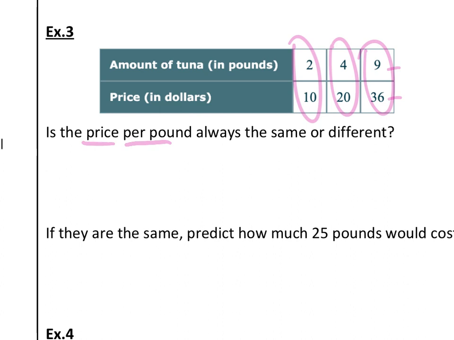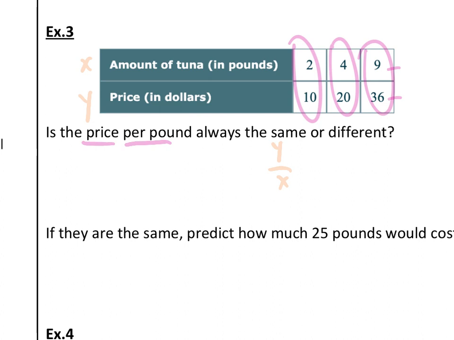So the dependent variable is always going to be the y, right? And so we're going to call this our y variable and this our x. That's really important for you to understand this. And what we're always going to do for our unit rates, we're going to say y over x.